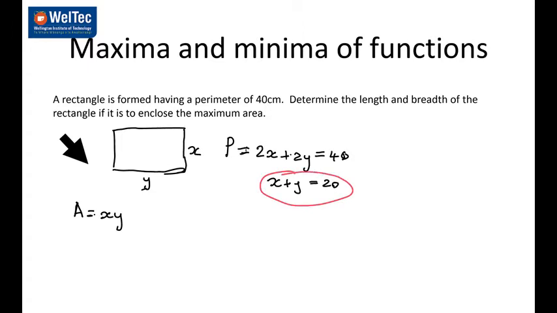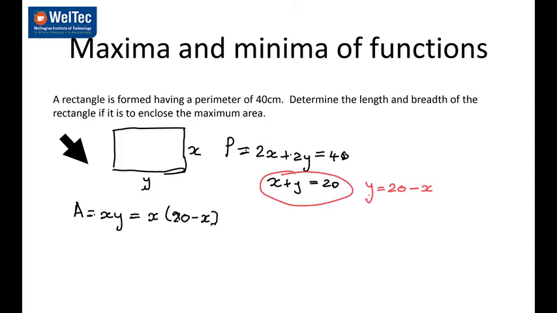We've got that x plus y is equal to 20. So from there, we can say that y equals 20 minus x, and we can put that in our area statement. So now we can say that the area is equal to x times 20 minus x, and we can go from there. That's 20x minus x squared.